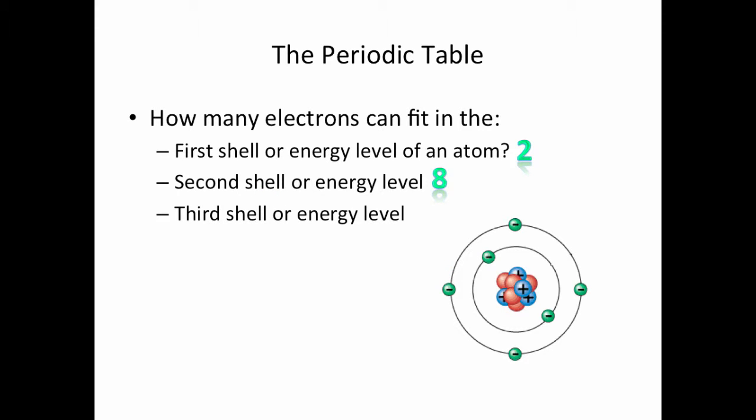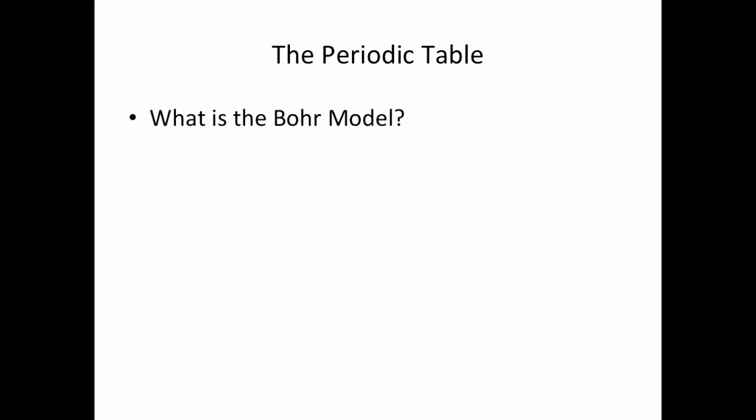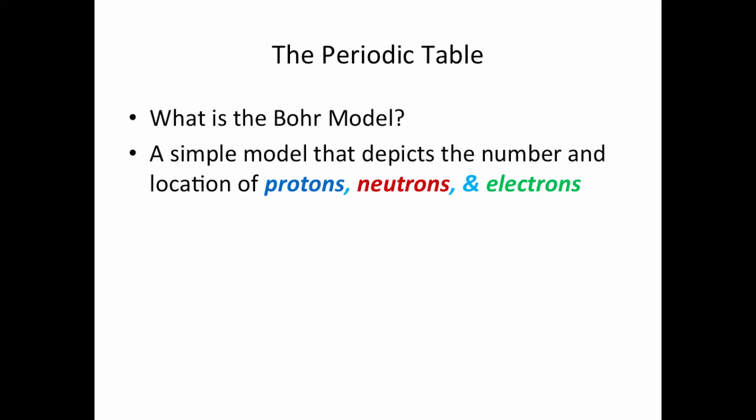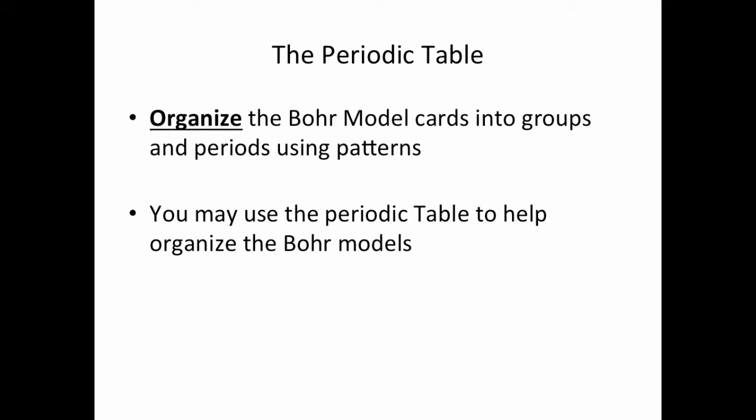Third energy level? 8, and every energy level after that. The Bohr model is what I just explained. That's the models of the atoms we were just looking at with the nucleus in the middle and energy levels around. They're a simple model that depict the number and locations of the protons, neutrons, and electrons.